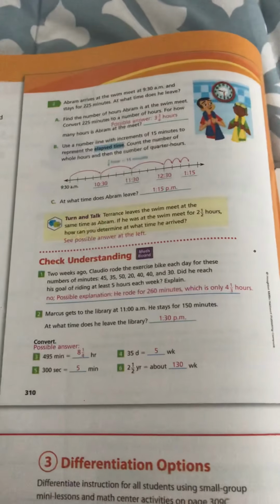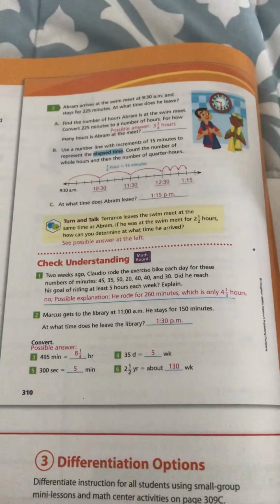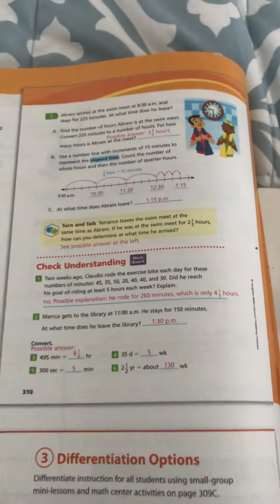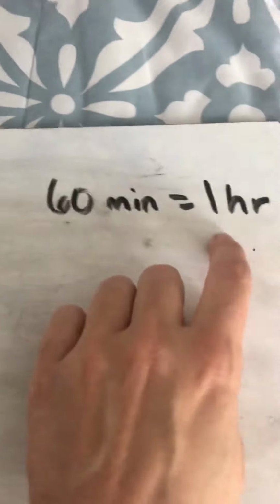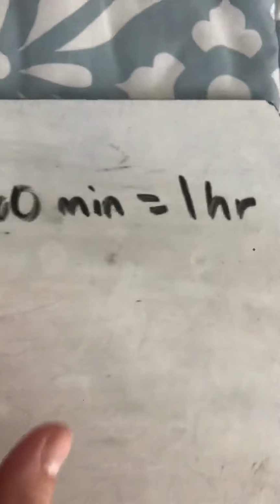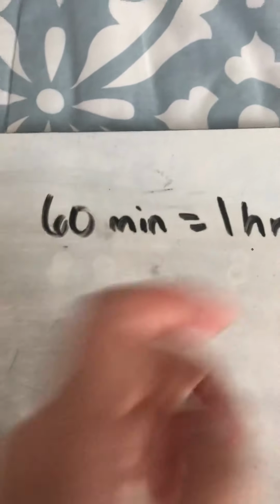So I'm going to try number 3 right now, and I have 495 minutes, and they want to know how many hours that is. So the first thing I think to myself is, since it's going from minutes to hours, I'm going to write here how many minutes are in 1 hour. Now, if you notice, there are 60 minutes in an hour, and we're going from, again, minutes to hours. How did the 60 become a 1? We divided it by 60. So that is what I'm going to do to my answer.